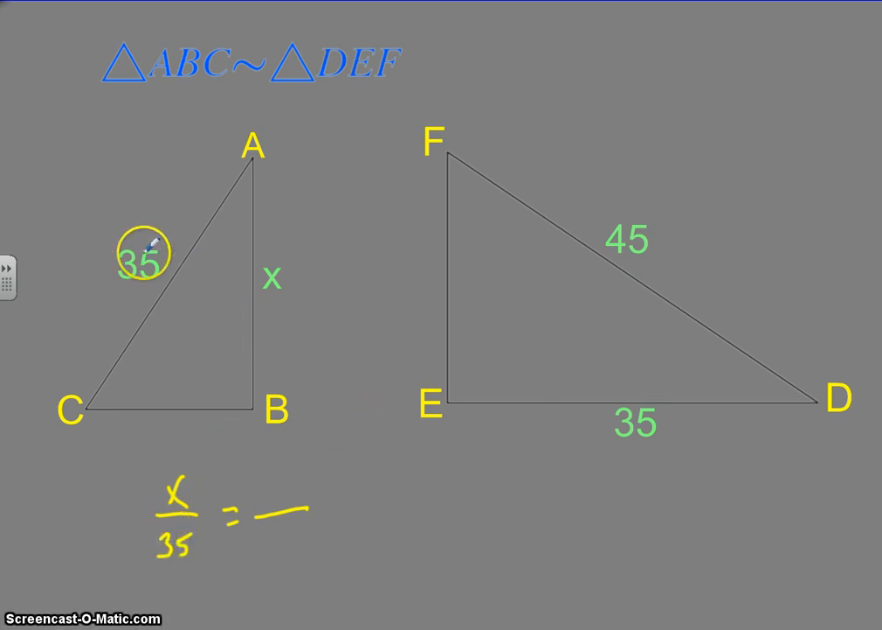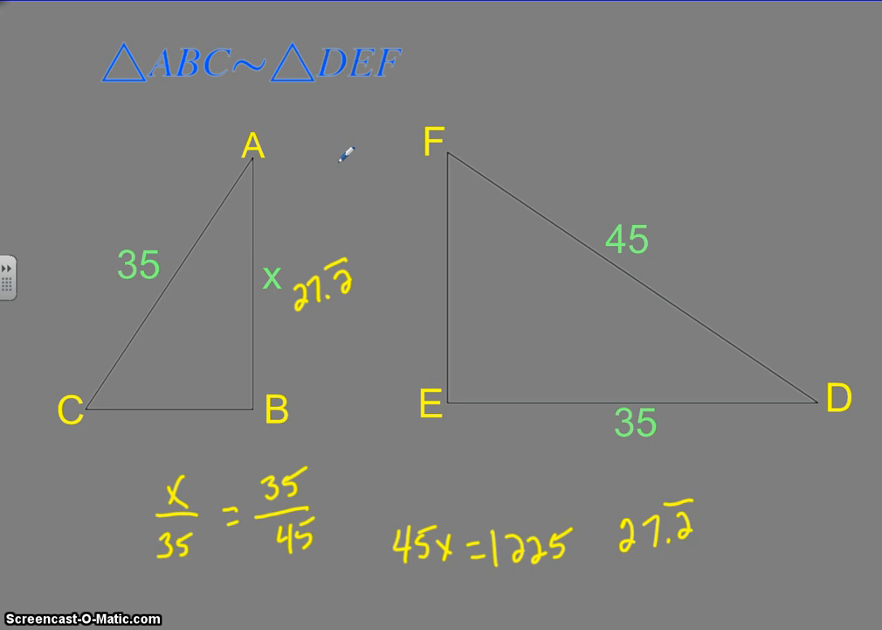Go back to the small one. And then I've got 35 on top here. That corresponds to 45. Cross multiply. I got 45x equals 35 squared. Let's see what that is. It's going to be 1225. Divide by 45. And we're going to have something that looks like 27.2 repeating. Okay, so x is equal to 27.2 repeating.